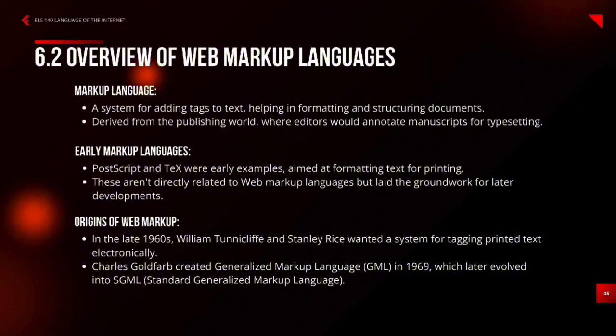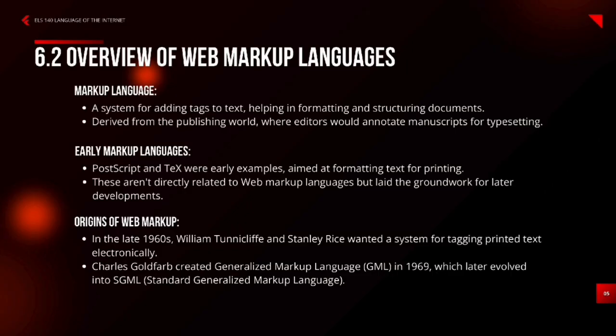Now let's talk about the origins of web markup. In the 1960s, researchers started looking for a way to digitally tag printed text. William Tunnicliffe and Stanley Rice were among the first to explore this idea. Charles Goldfarb developed the Generalized Markup Language, or GML, in 1969, which later became SGML, or Standardized Generalized Markup Language. SGML laid the foundation for HTML, or Hypertext Markup Language, which is the main language used to build websites today.